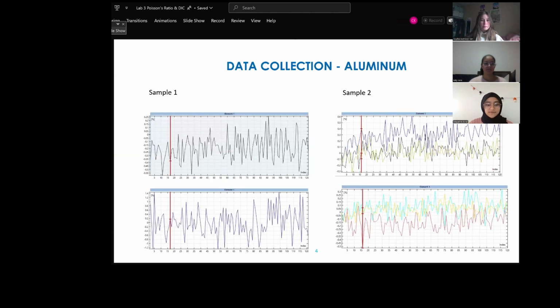This is a graph of our two aluminum samples. On the top, we have epsilon x, which is the strain in the lateral direction, and on the bottom we have epsilon y, which is the strain in the longitudinal direction. As we can see in both graphs for the aluminum samples, there seems to be a positive slope, showing that there's strain in both the x and y direction.